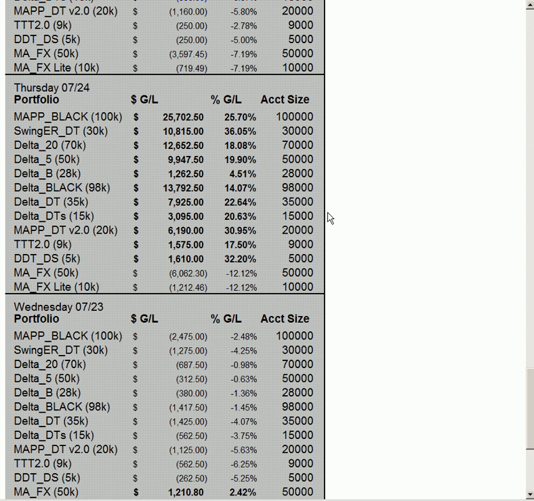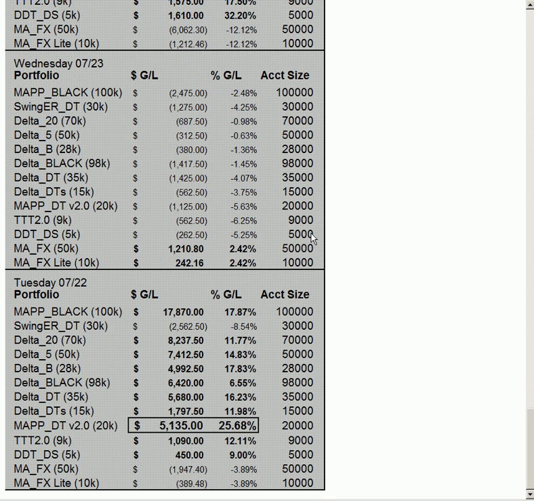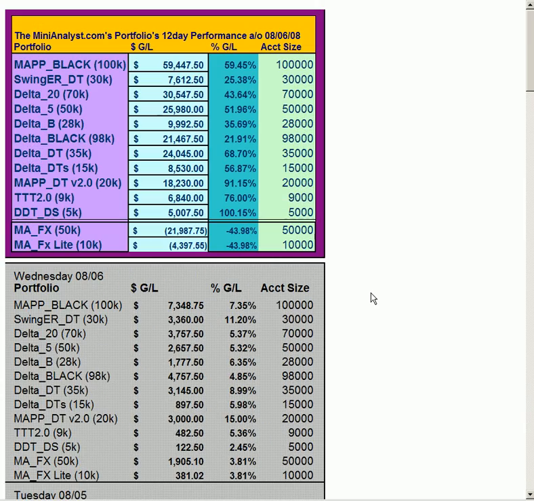You, of course, had these huge gains for our black portfolio, 27%, 37% for Swinger, and all the way back to the 25% move for the MAP DT about 12 days ago, 12 trading days, leading to a staggering return of over 100% for the dual day trader, 91.15% for the MAP DT version 2.0, just over the last 12 days. Just been an outstanding trading environment for the futures.